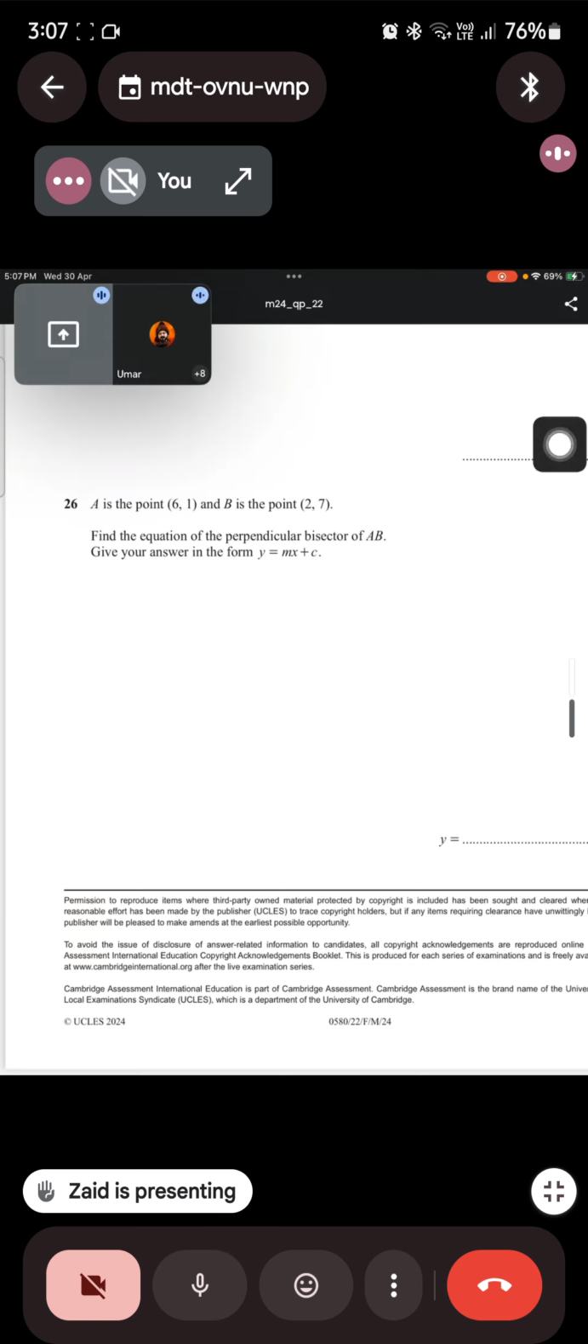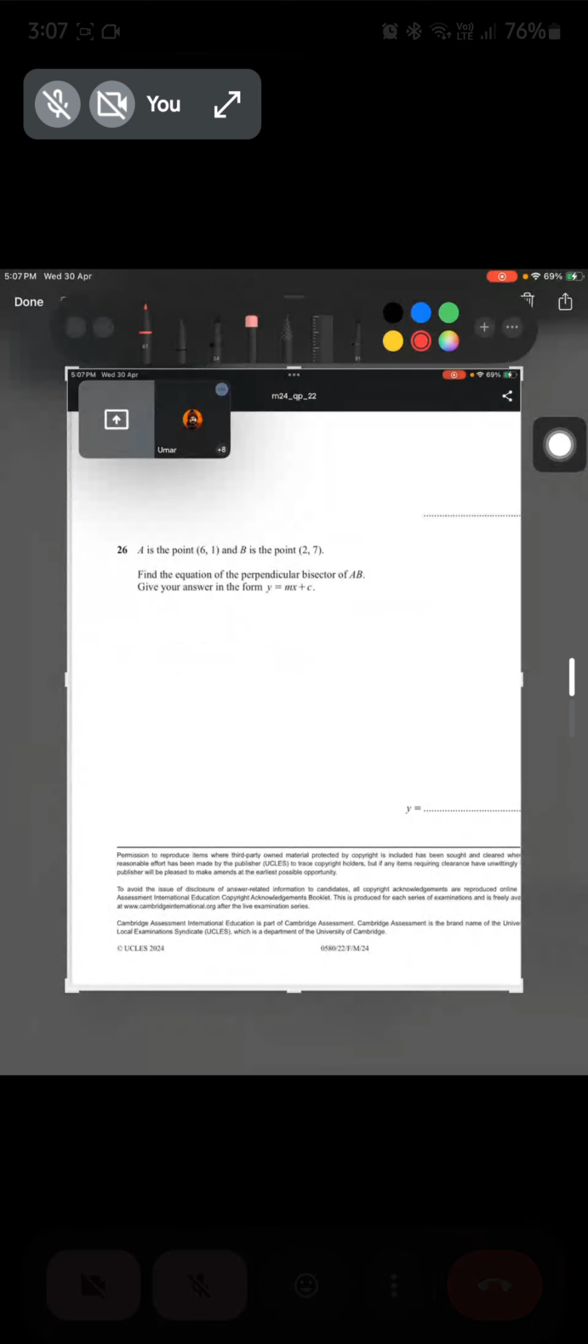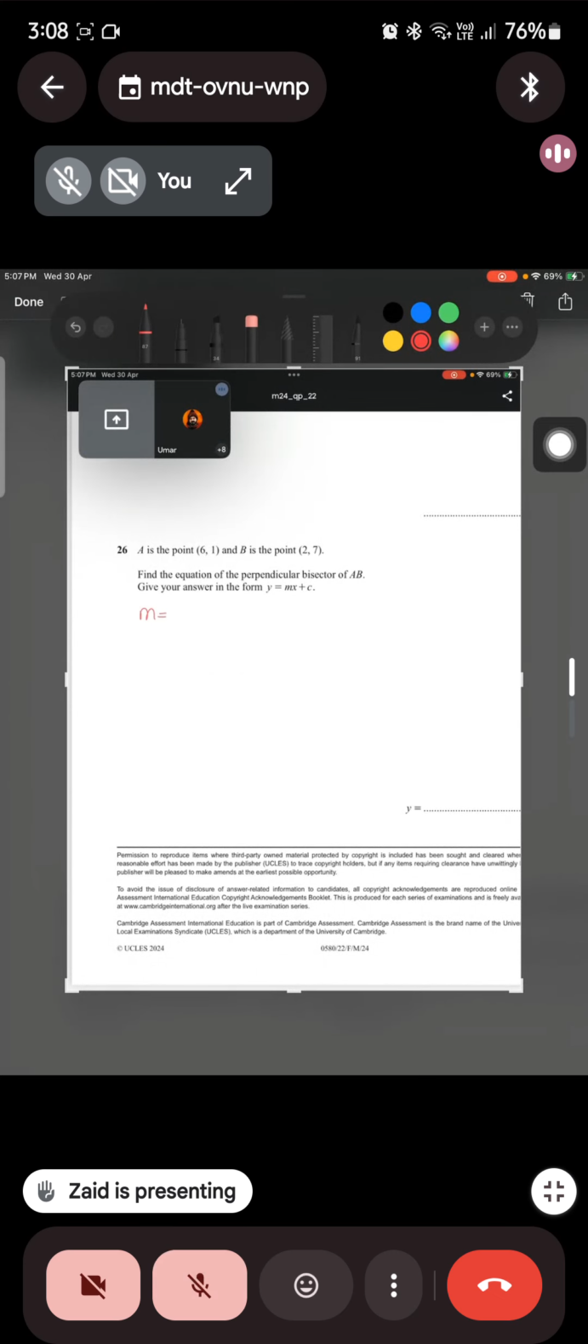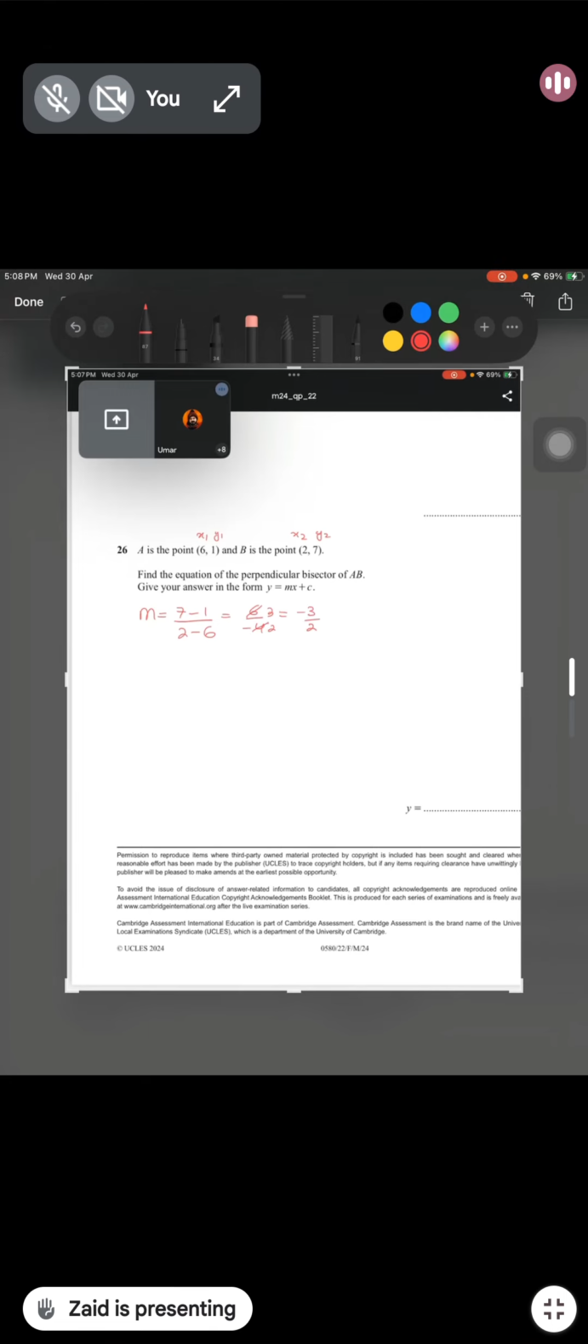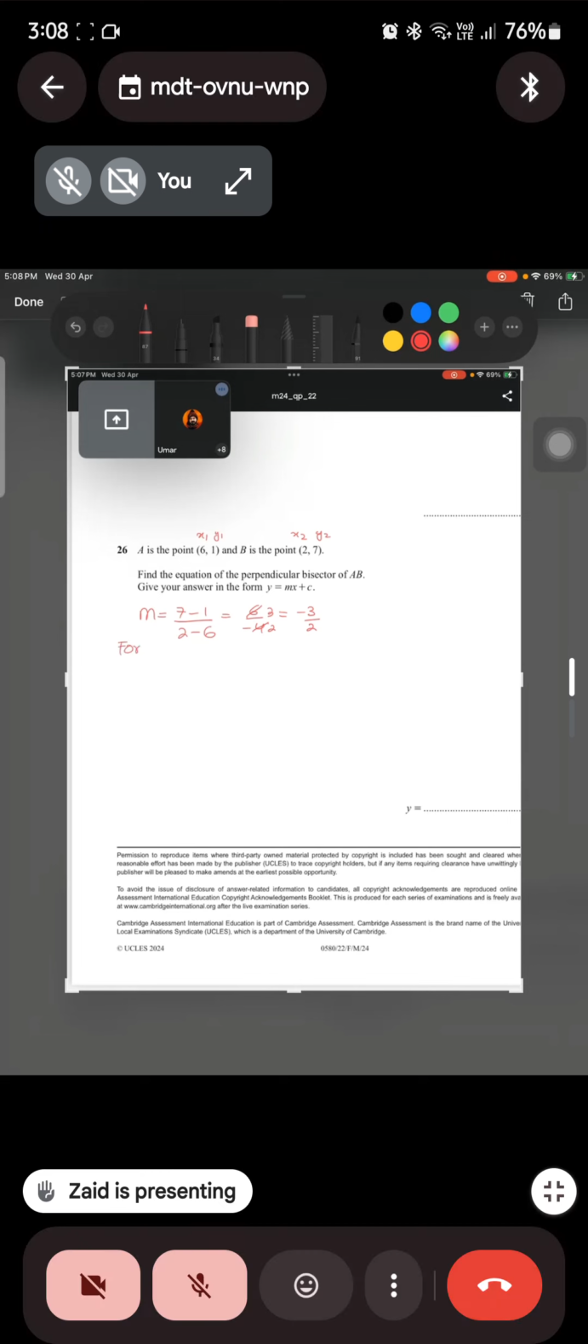Reciprocal law. Okay. First of all, we find the gradient. So y2 minus y1 over x2 minus x1. 7 minus 1 over 2 minus 6. So it's 6 over negative 4. That gives you 3 over 2. For the required line, for perpendicular bisector, this gradient is going to be negative reciprocal, so it's going to be 2 over 3.